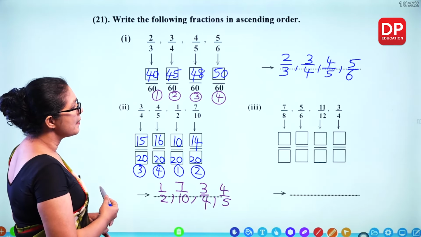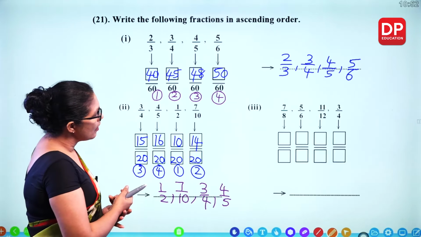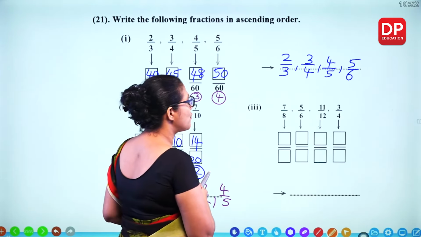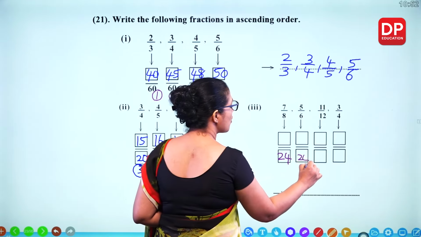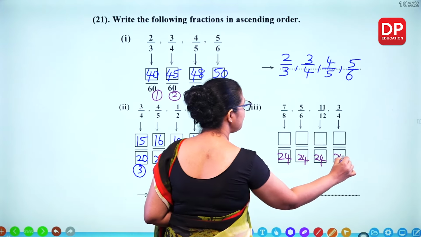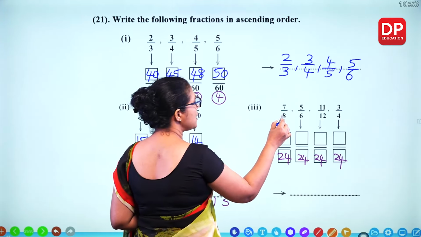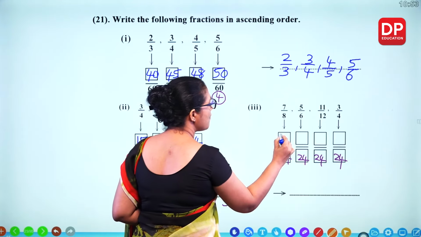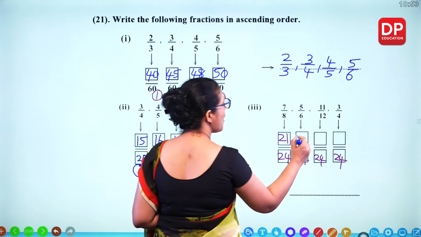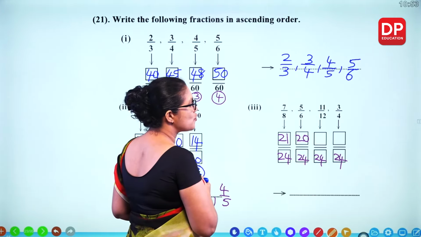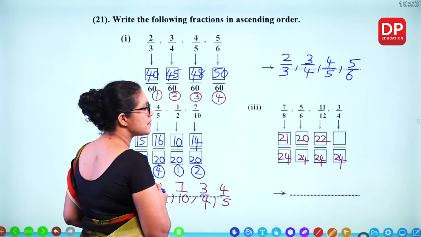Look at this one. 8, 6, 12, 4 in the denominator. What's the common one? 8, 6, that's 24. 12, 4 is also 24 possible. So 24 is the common denominator. How do you get 24 from 8? Multiply by 3. 3 times 7, 21. 6 times 4, 24. 4 times 5, 20. 12 times 2, 24. 2 times 11, 22. 4 times 6 is 24.